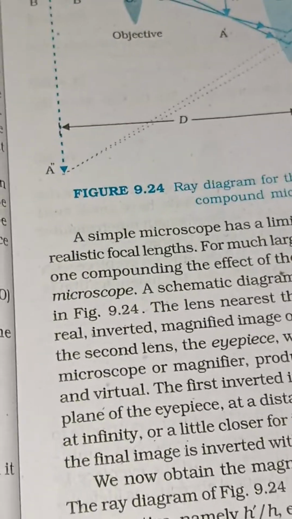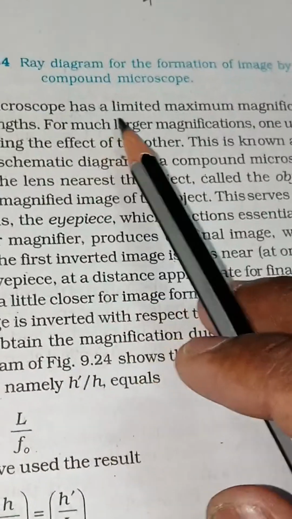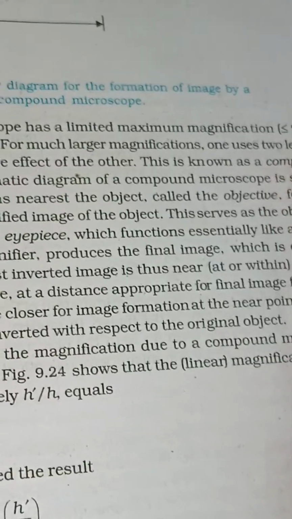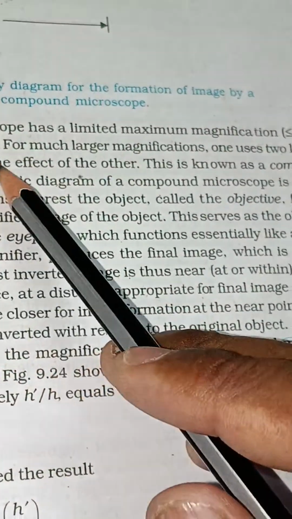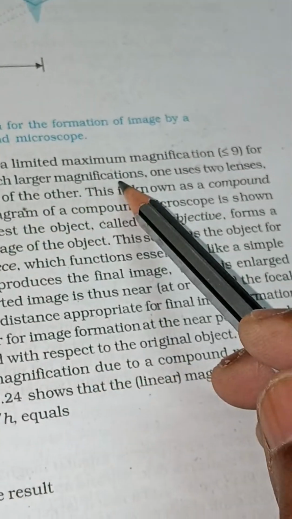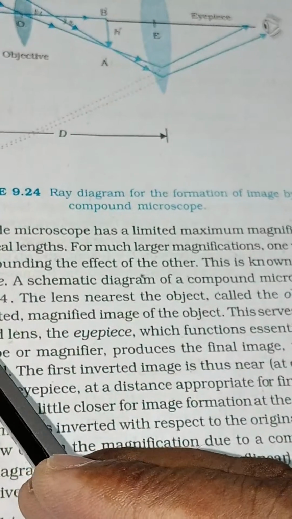Now we will talk about this figure. A simple microscope has a limited maximum magnification, about 9 for realistic focal length. For much larger magnifications, one uses two lenses, one compounding the effect of the other. This is known as the compound microscope.